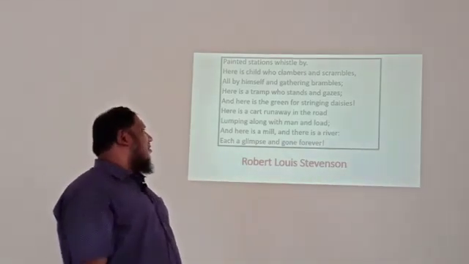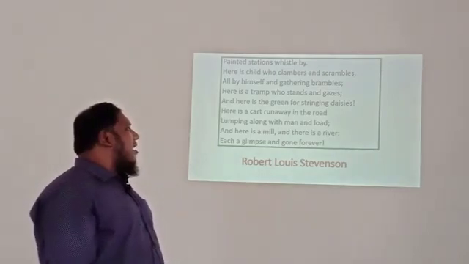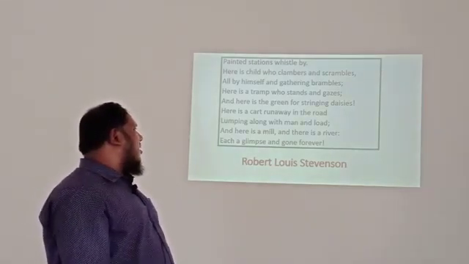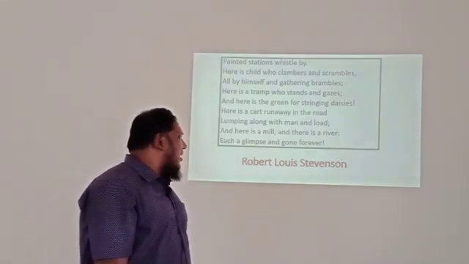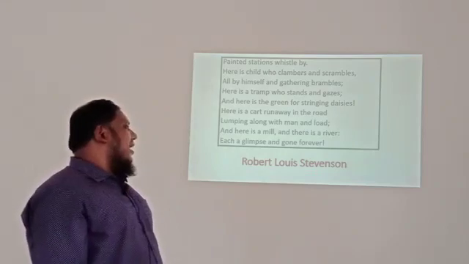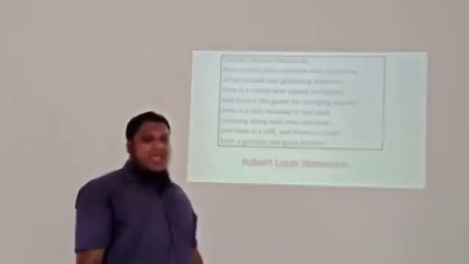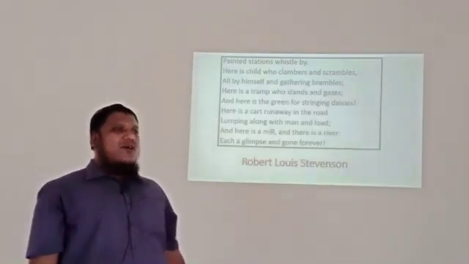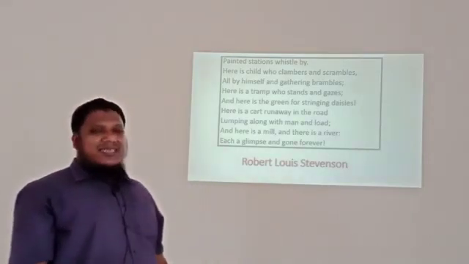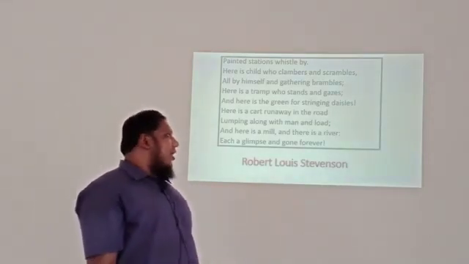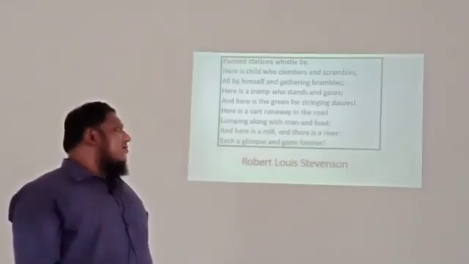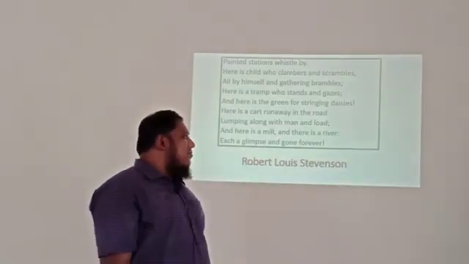Here is a cart runaway in the road, lumbering along with a man and load, and here is a mill and there is a river. A glimpse and gone forever. It is the main picture of the sight of our rail station. The poet tries to portray this, but in our situation it may not be the same.